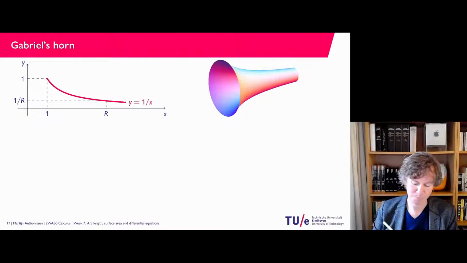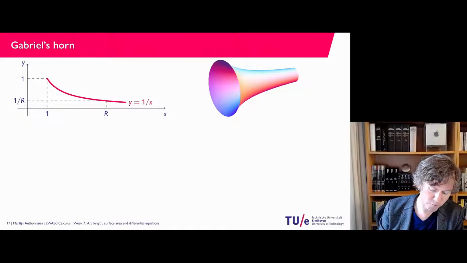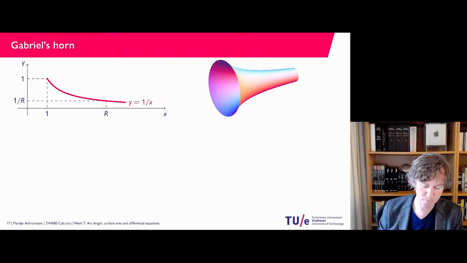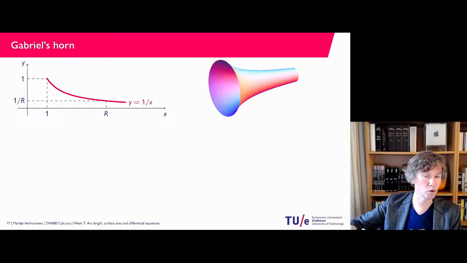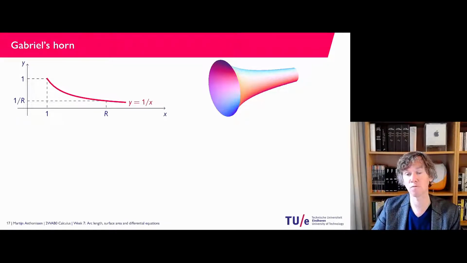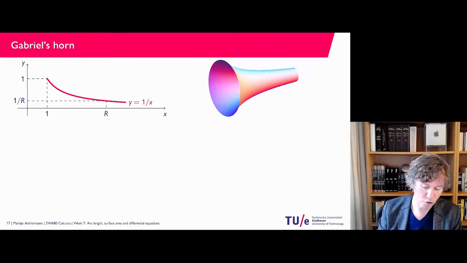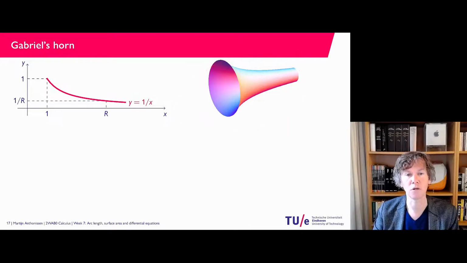So what we are going to do is look at this function. y is 1 over x. And we are going to consider that, well, basically from x equals 1, and then x is going to go to infinity. So it's going to go down and it's converging towards 0. Of course, it will never reach 0. Only the limit for x going to infinity equals 0. And if you rotate this function around the horizontal axis, then you find a trumpet shape like you see here on the right.